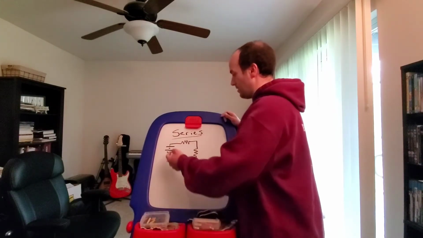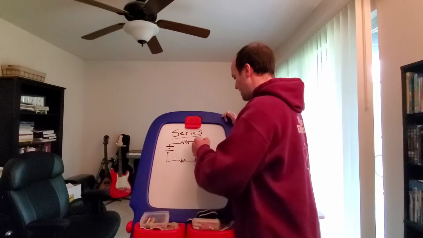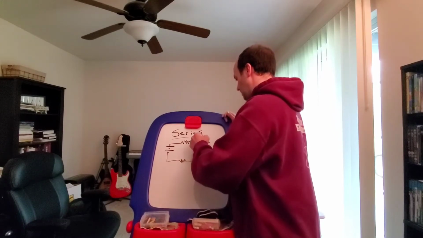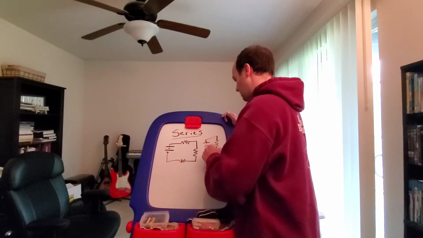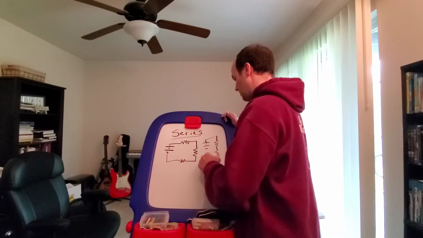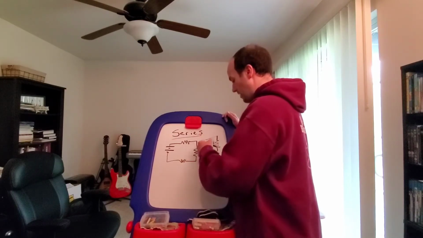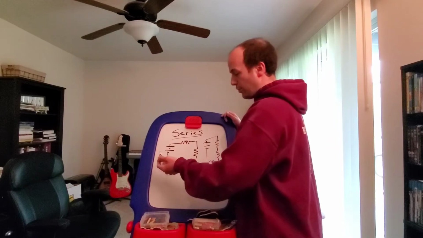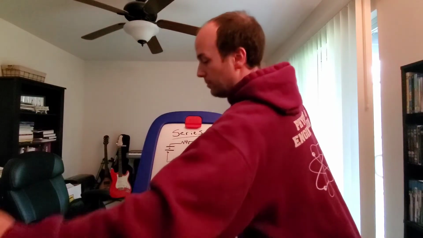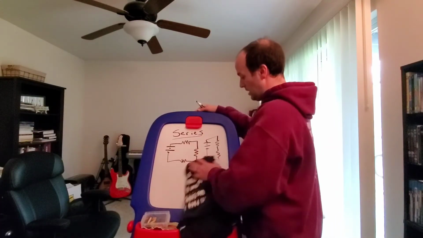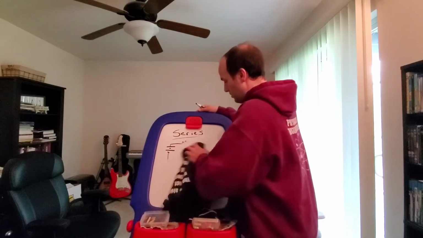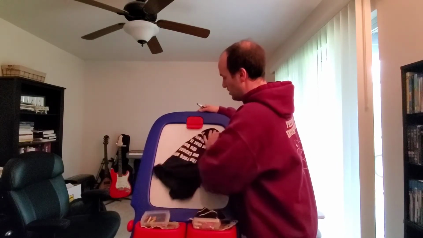Just one path. That's it, right? It's a nice loop. It can look like this. It can look like this. Right? As long as you can connect it in one big loop, you're good to go. Okay? So, how does putting resistors into a series circuit change the circuit?